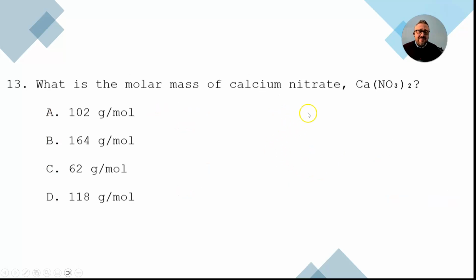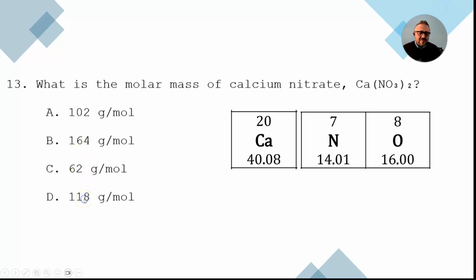All right, what is the molar mass of calcium nitrate? Ca(NO3)2. We have A, 102 grams per mole. We have B, 164 grams per mole, C, 62 grams per mole, or D, 118 grams per mole. These are the periodic tiles. Look, there's only one way to do it, and that's to add them up.